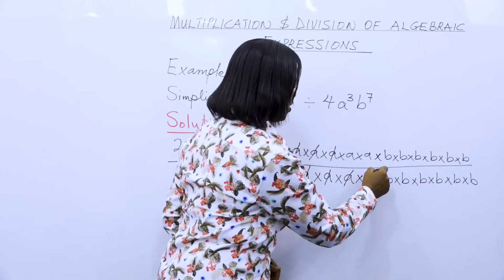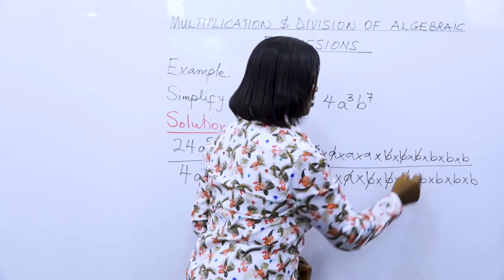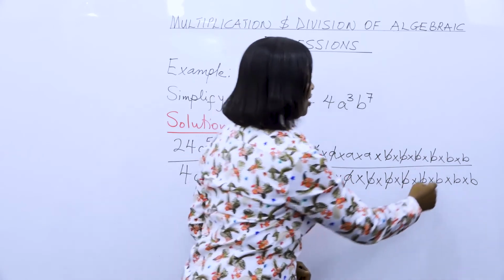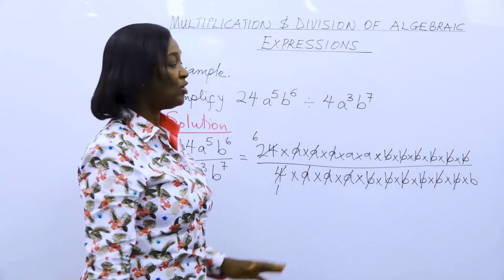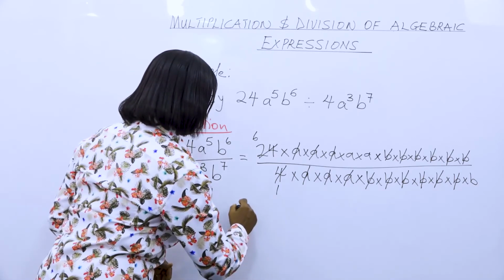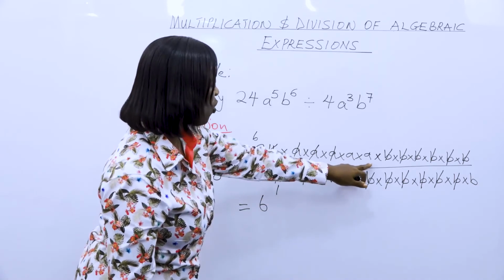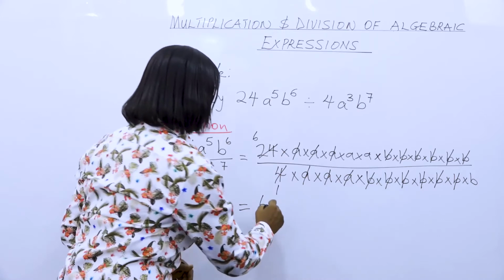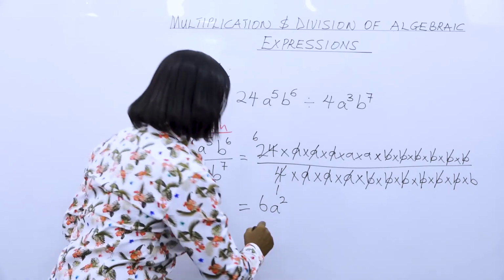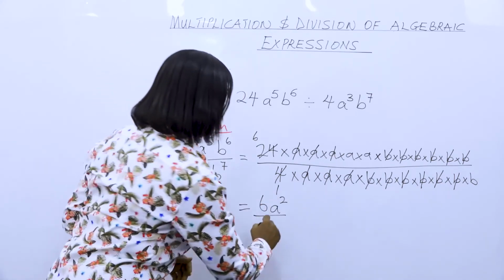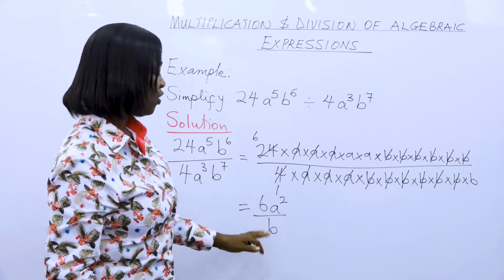Then let's see what happens with the b's. 1, another b, another b, another b, another b, and then cancels out the final one. So what we have now as our final answer is 6a squared, because we have only 2 of them left. There's no b left on top, over b. So the answer is 6a squared over b.